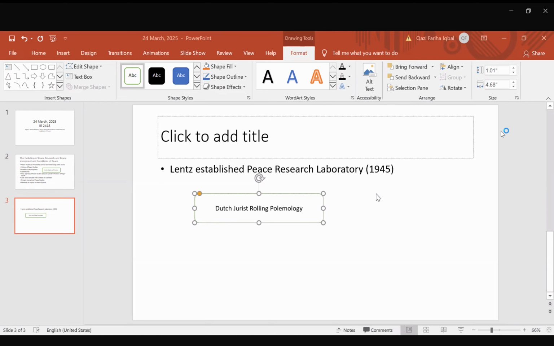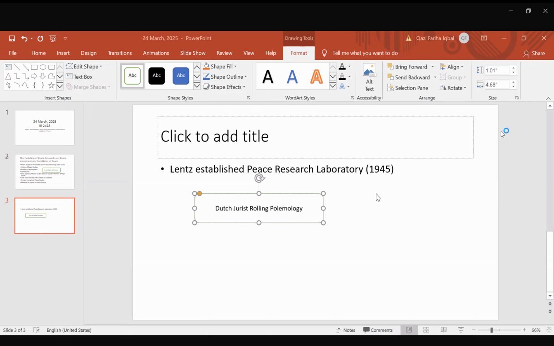Bulletin of Research Exchange on the Prevention of War, which was established in the USA. In the middle 1950s, we have seen that the Journal of Conflict Resolution was developed.